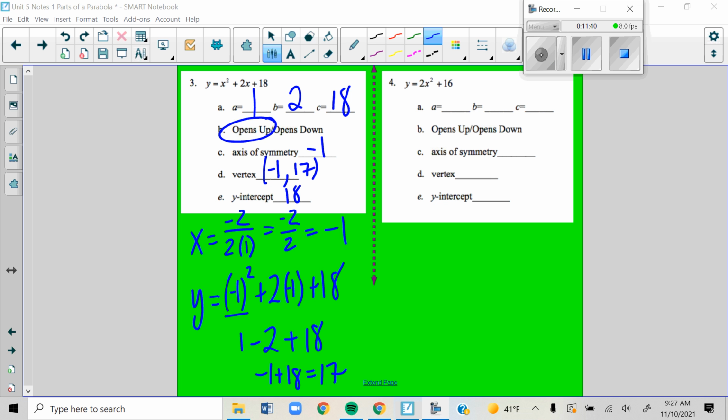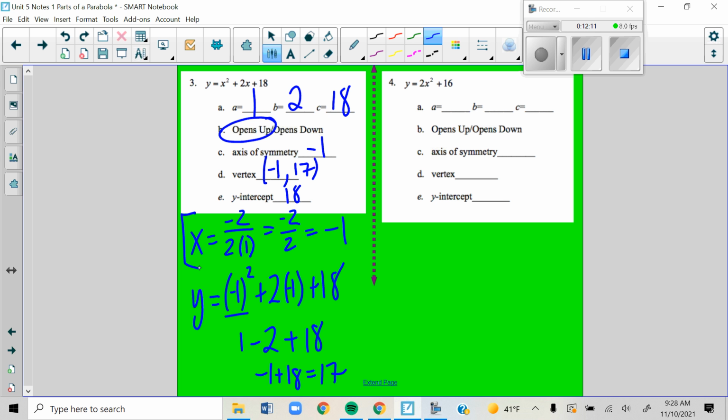All right, ladies and gentlemen, go ahead and take a peek here. Our A value is 1, B is 2, C is 18. Our parabola is going to open up because A is a positive 1. Axis of symmetry, you see that written down here. Opposite B, so negative 2 over 2 times A, which is 1. So we get negative 2 over 2, and that gives us negative 1. We have that as our axis of symmetry and our x-coordinate in our vertex.